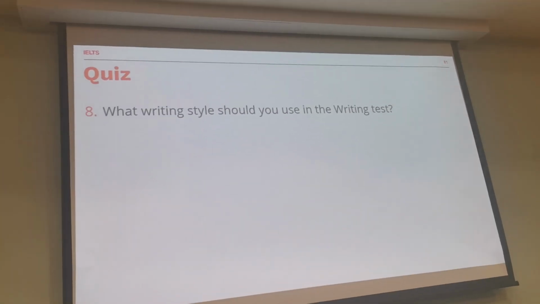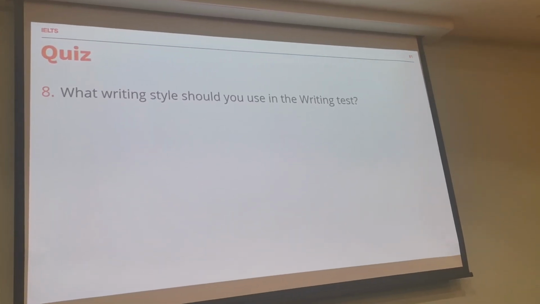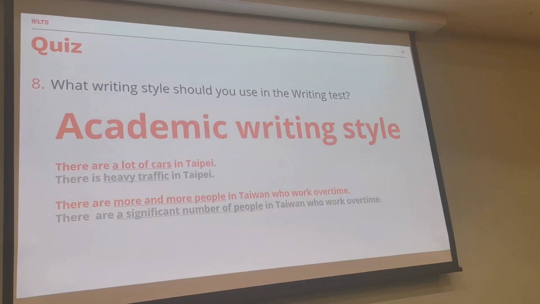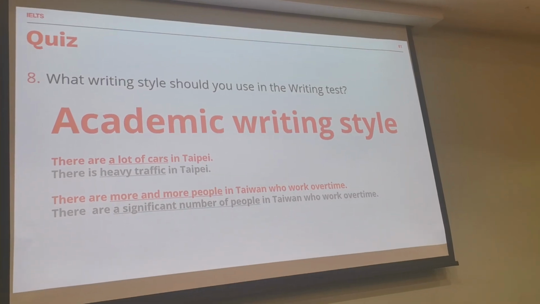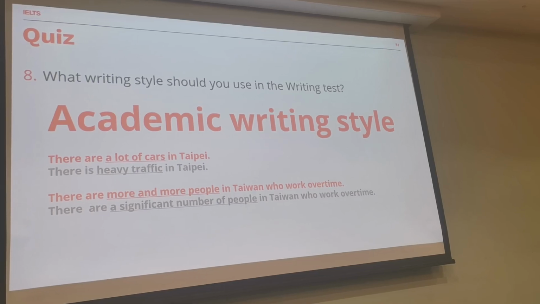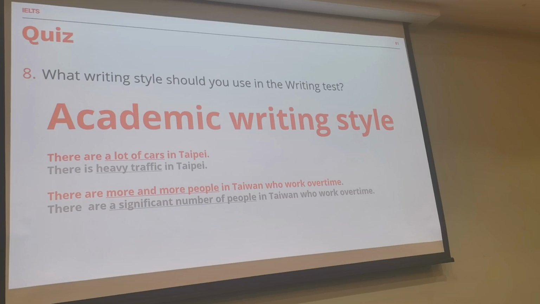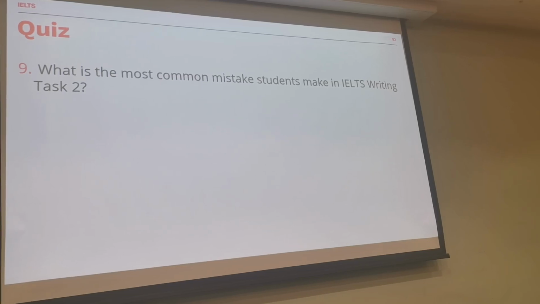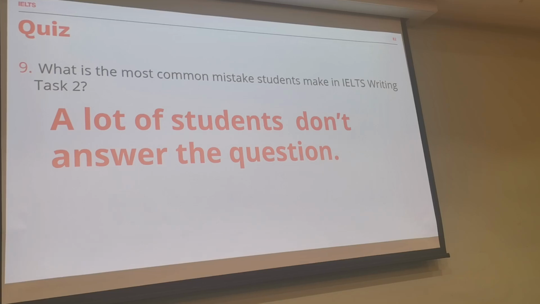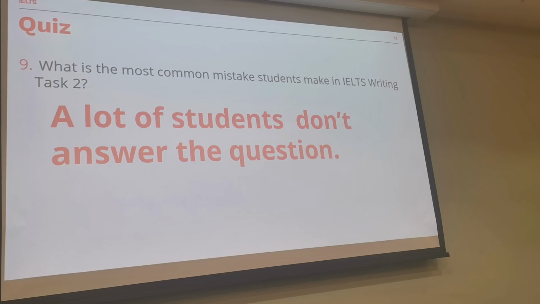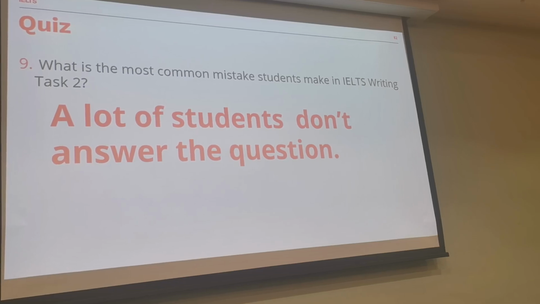What writing style should you use in the writing test? Academic. As much as possible, academic writing style. So there's an example here. There are a lot of cars in Taipei. We can see there is heavy traffic in Taipei. There are more and more people, a significant number of people. This kind of thing. What's the most common mistake? Briefly talked about this. Don't answer the question. If you don't answer the question, the score's not going to be particularly strong. So it's a big part of the marking.